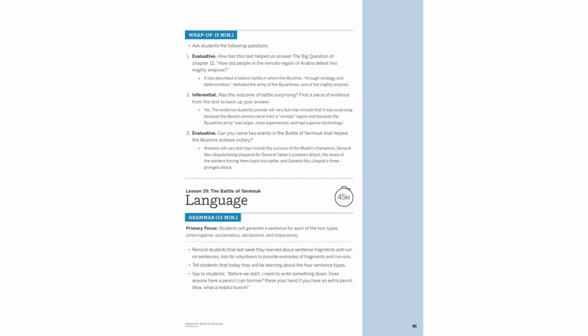The Battle of Yarmouk exemplifies how strategy and determination enabled the Muslims to defeat the Byzantine Empire. Despite being from a remote region, they overcame a larger, more experienced army. Key events included the success of Muslim champions, General Abu Ubayda's preparedness, and a strategic three-pronged attack. This historic victory reshaped the region's power dynamics.